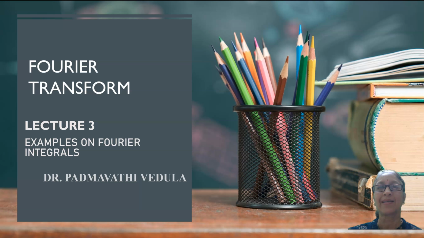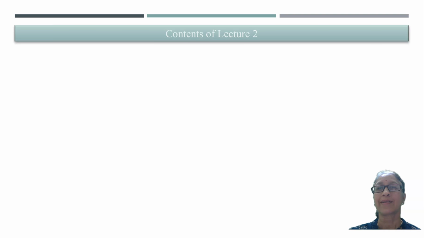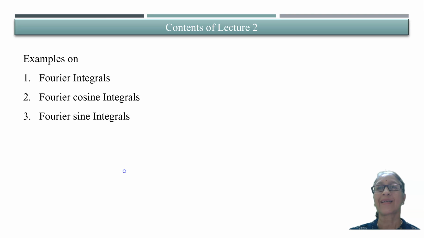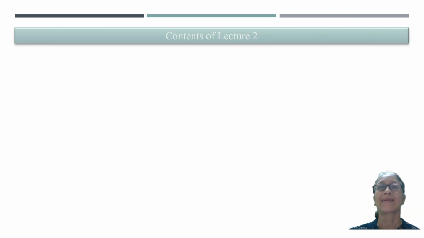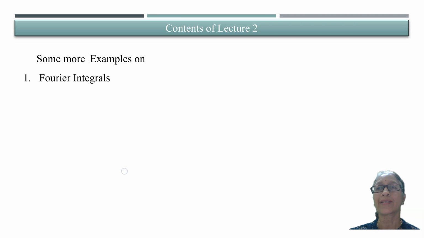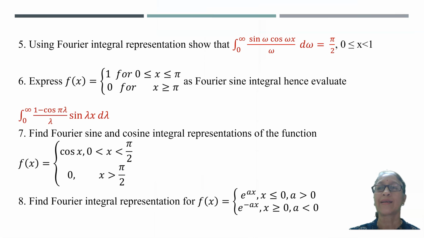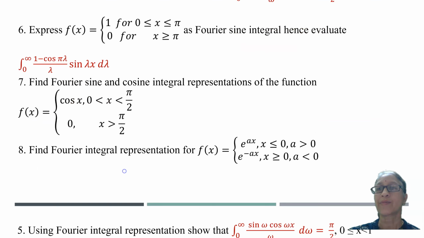In our previous session, we solved some examples on Fourier integrals, Fourier cosine integrals and Fourier sine integrals. In this session, we are going to solve some more examples on Fourier integrals, Fourier cosine and sine integrals. Here I have listed 4 examples. In our previous session, we solved 4. Now we are going to solve 4 more examples.